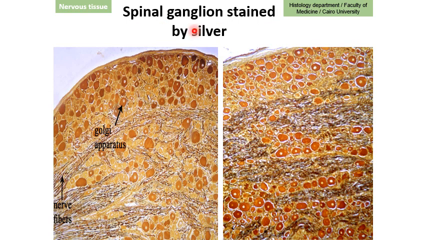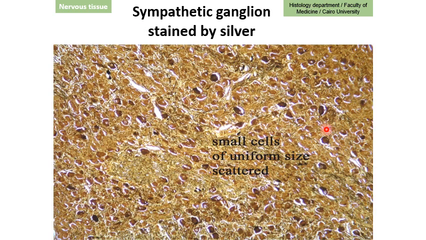Here is the spinal ganglia stained by silver, and I can differentiate the spinal ganglia from the sympathetic ganglia, as both of them are stained with silver. Number 1, in the spinal ganglia the cells are variable in size: we have large and small, arranged in groups or in rows. Sympathetic: all of them small, uniform, and scattered.